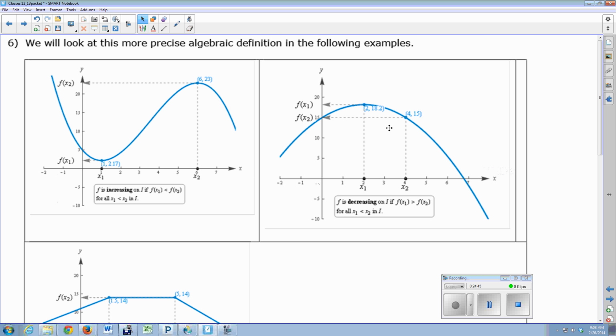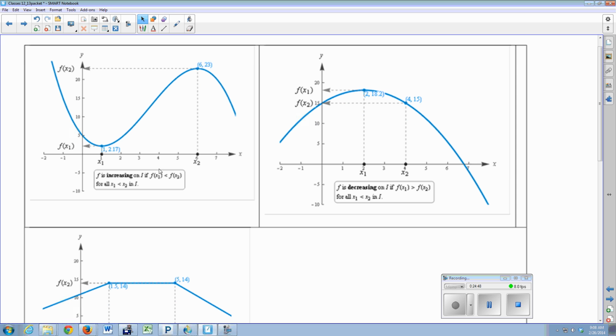Okay, so let's take a look. Your book gives you this more precise definition of when something is increasing and decreasing. It's rather abstract, but if you apply what we just did, I think you'll understand the abstraction here. It says f. F is the name we call our function. Whatever your function's name is, you just write the letter. You never write f of x. You just say f or g or p. So f is increasing on I. Does anybody know what I stands for?